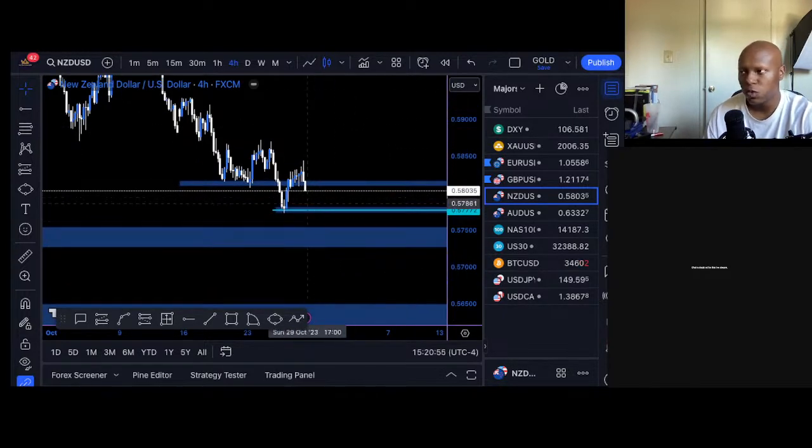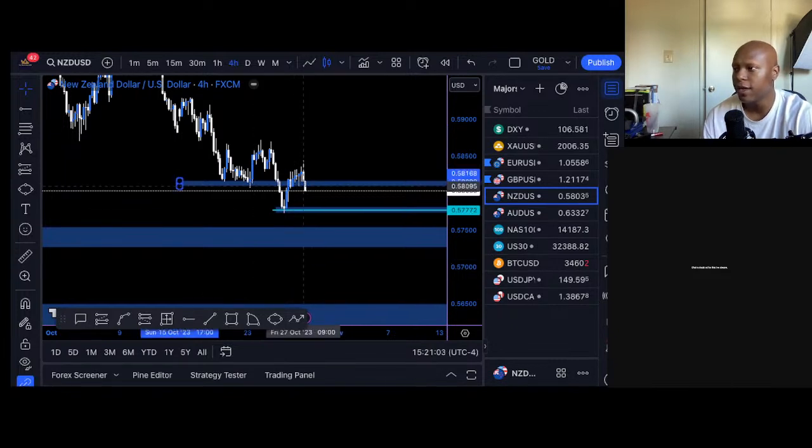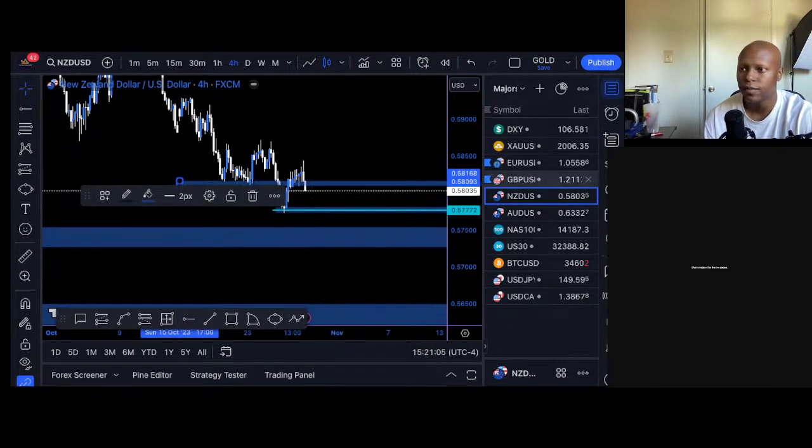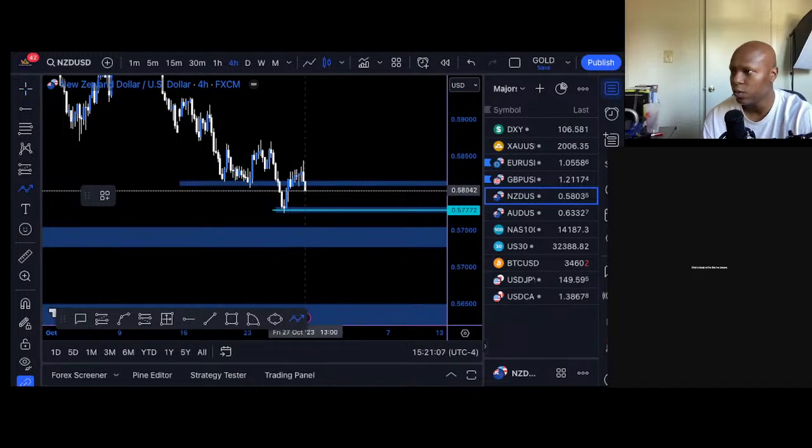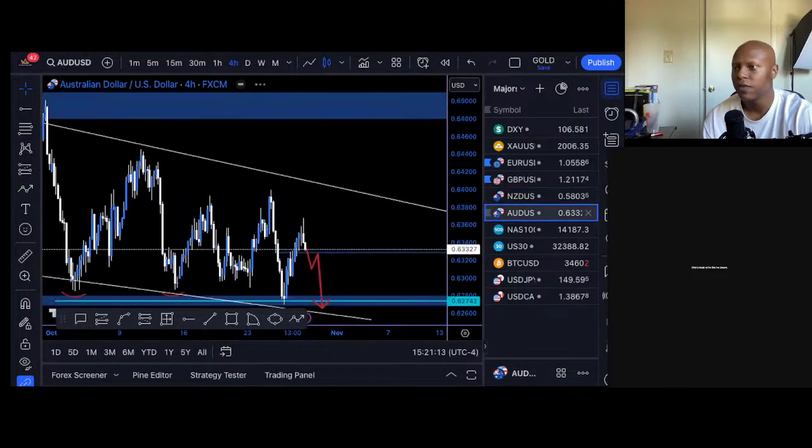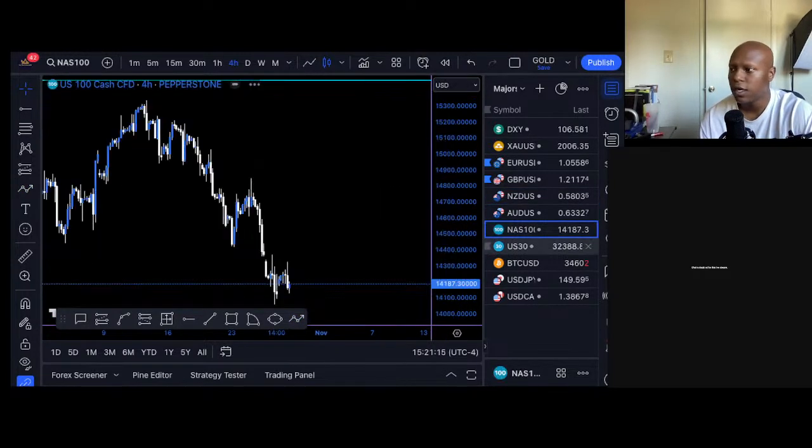We can see the next moves for NZD/USD is to 0.5772 levels, and potentially breaking and creating a new low there. So that's what we would anticipate here, and a continued move down back into this key level of resistance. NAS 100.